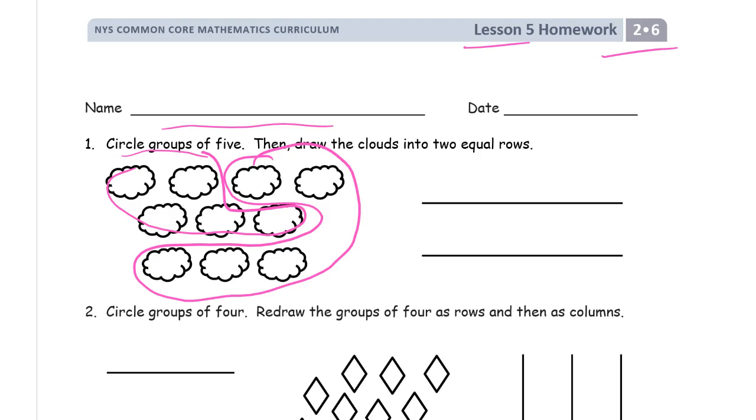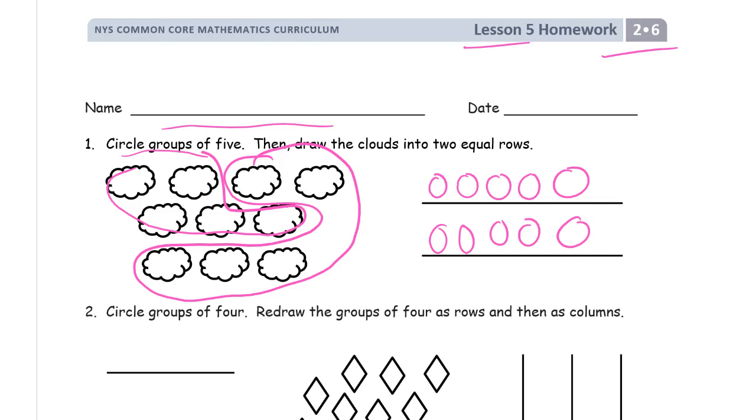So I've got two groups of five. So that's one, two, three, four, five. One, two, three, four, five. Now you might notice this. I drew circles instead of clouds. You can draw clouds. There's nothing wrong with that. I just drew circles. You can draw circles too if it's easier.